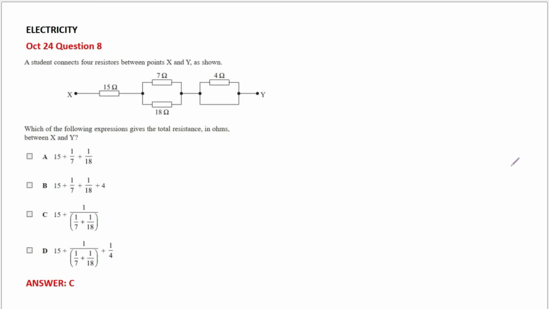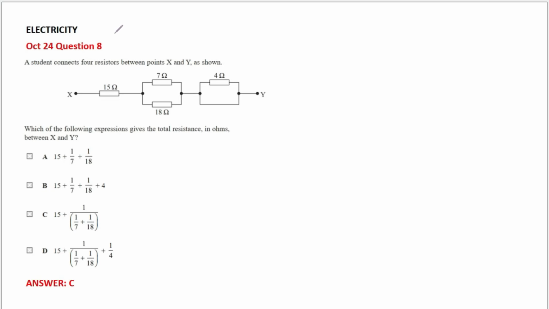Let's get started. This is a question from October 24, question 8. The question says, a student connects 4 resistors between points X and Y. Which of the following expressions gives the total resistance in ohm? Guys, I want you all to focus on one specific resistor, that is the 4 ohm one.